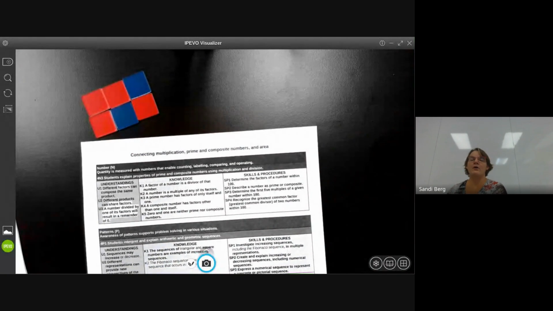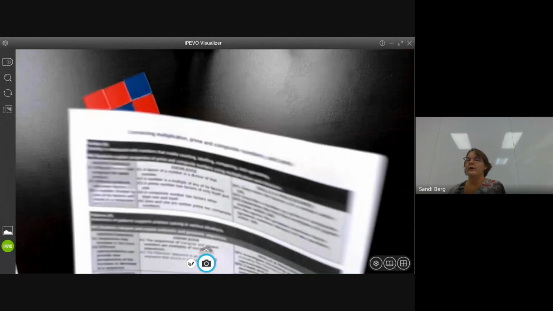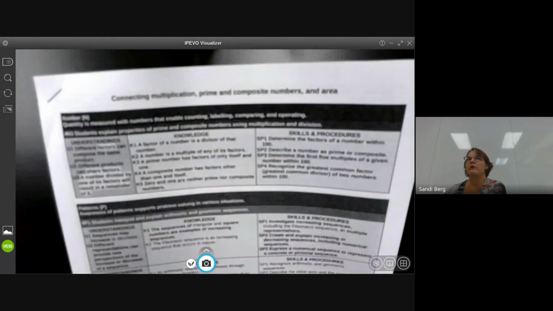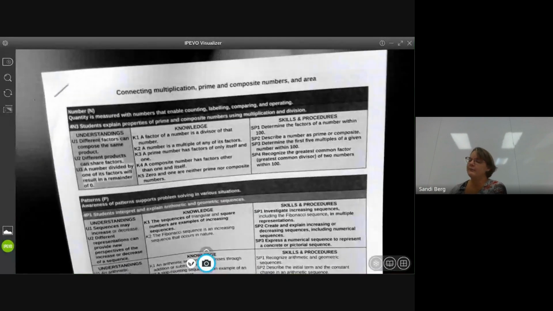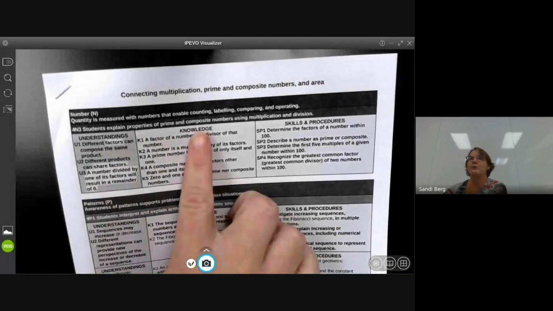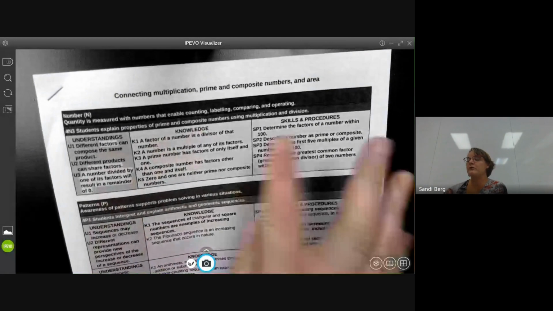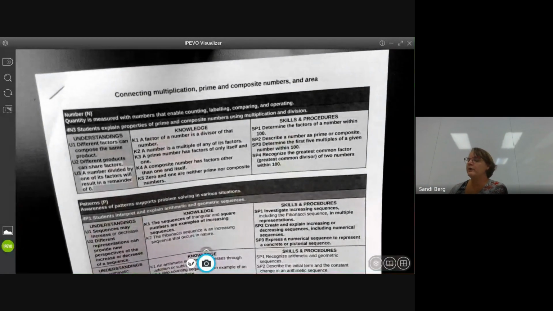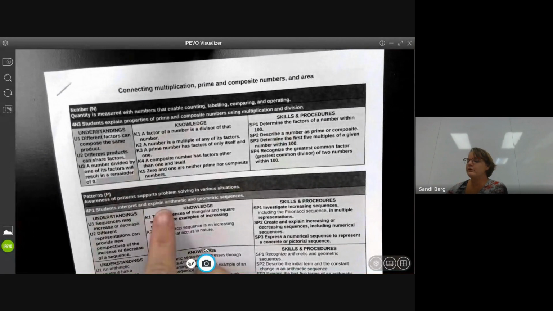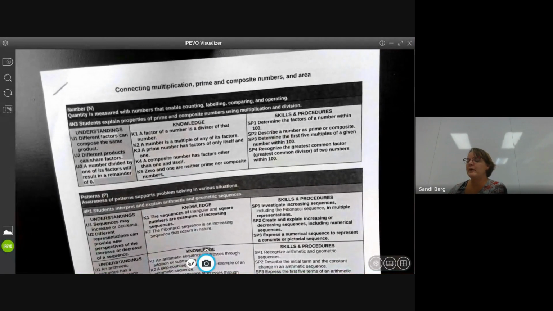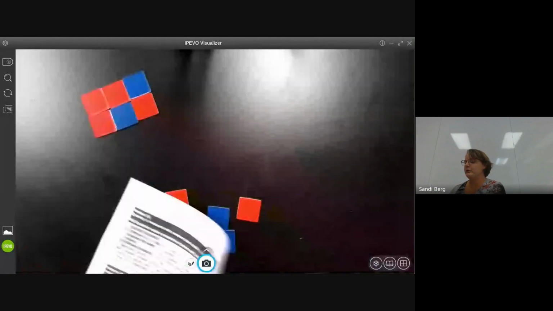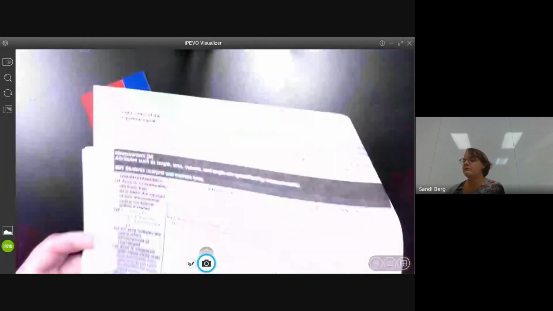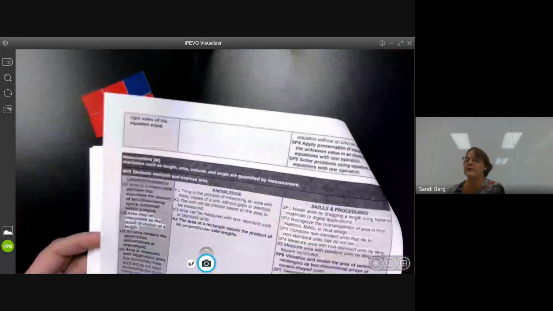Okay, I know it's not the greatest quality, it's kind of dark in here, but I went through and found 4 learner outcomes that I thought fit quite well together. I looked at students explain properties of prime and composite numbers using multiplication and division. That's a really nice connection there. Students interpret and explain arithmetic and geometric sequences. Equations express relationships between quantities, and students interpret and express area.